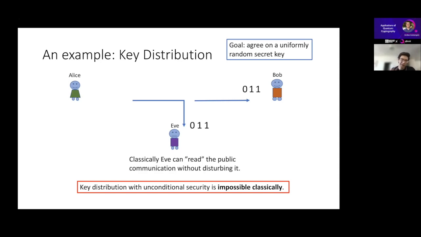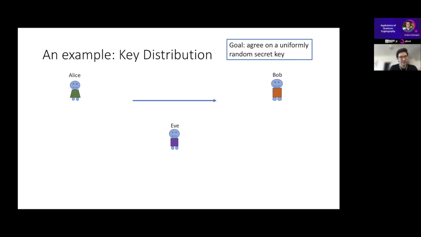And really the implicit fact that we're using here to argue this is that classically Eve can read all of the public communication without disturbing it, which sounds obvious, but actually this is not the case in the quantum world, right? And so things are different in the quantum world.